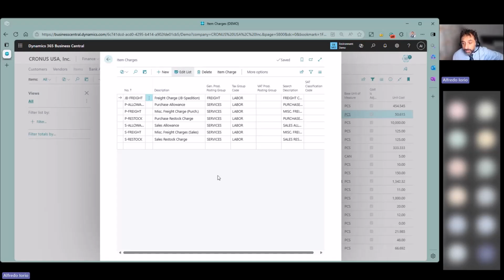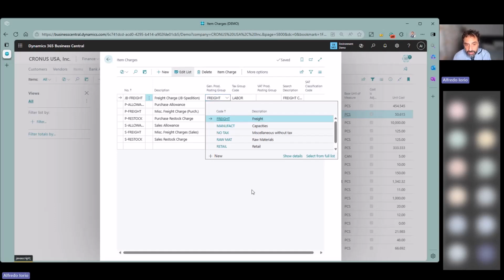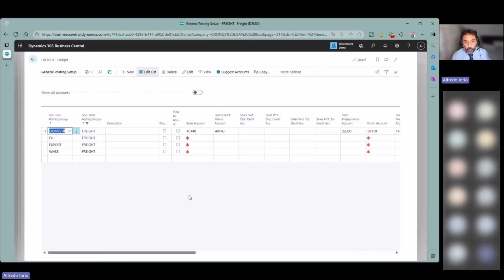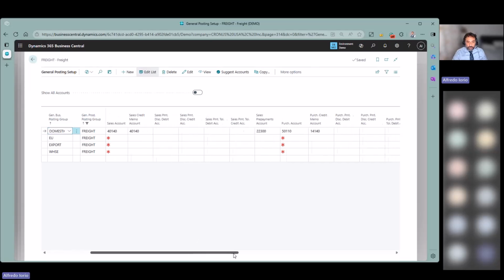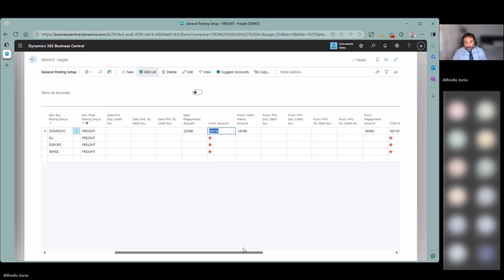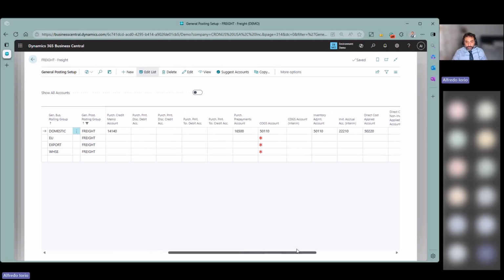Another thing that in Kronos is wrong, and you should never copy the setup. You will end up in trouble because it's just plain wrong. The general product posting group is never going to be the same that you use for services, because the posting is completely different. I have created a dedicated product posting group called Freight. And on this product posting group Freight, you don't really need anything here. You only need a couple of things. You need the purchase account and the direct cost applied account. Direct cost applied account, oops, this one.